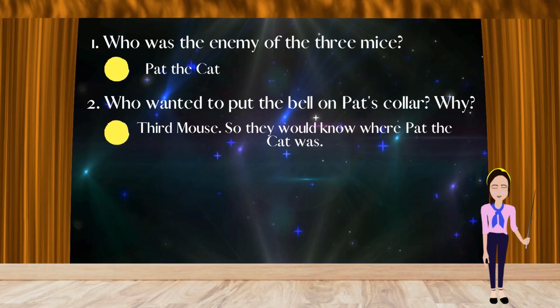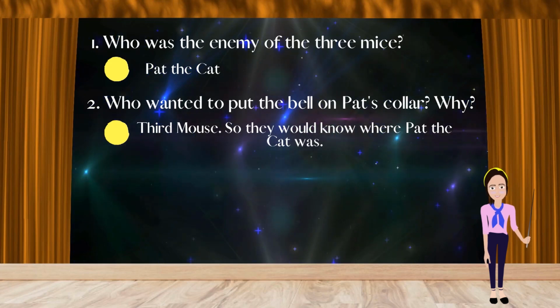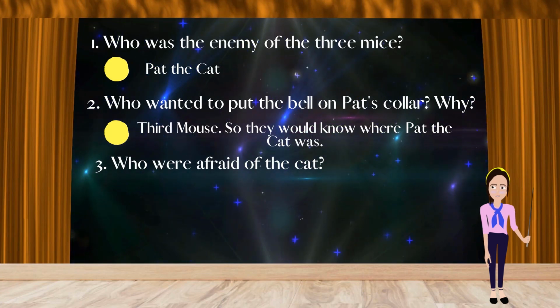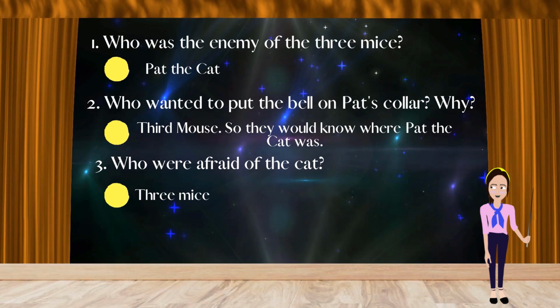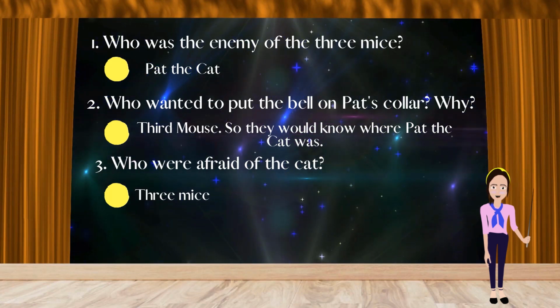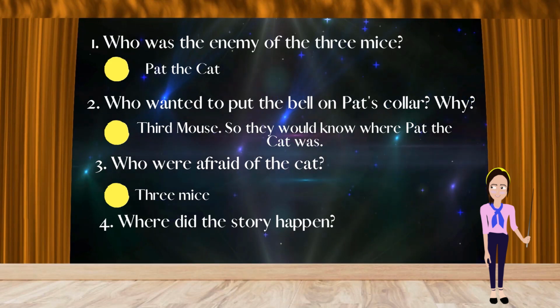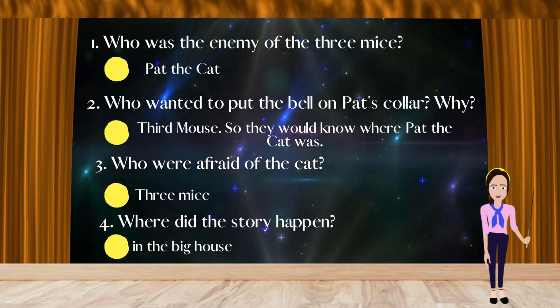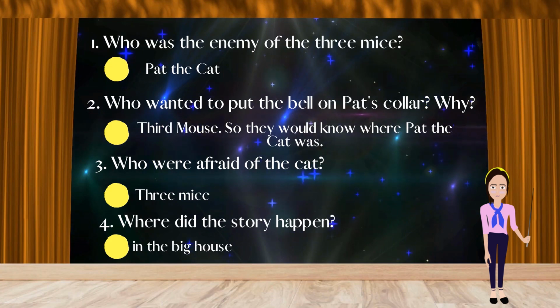And number 3 question is, who were afraid of the cat? You're right again, kids! The correct answer is 3 mice. And the last question is, where did the story happen? Very good! The correct answer is in the big house.